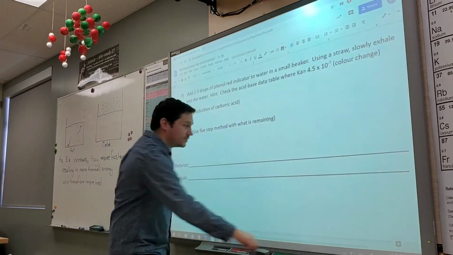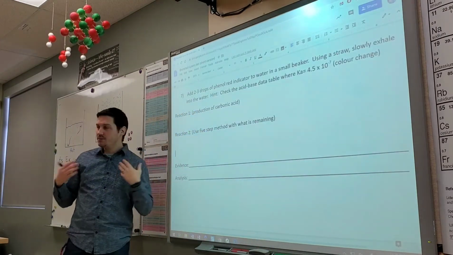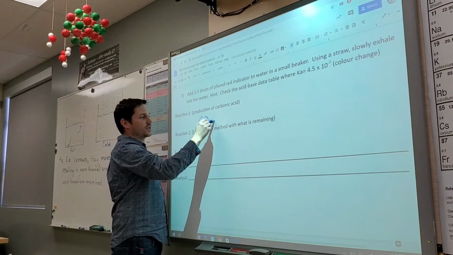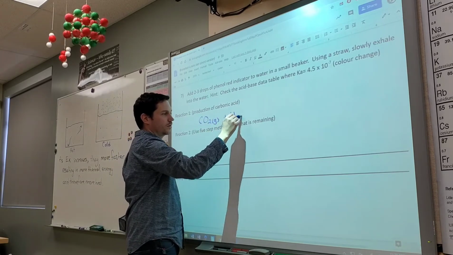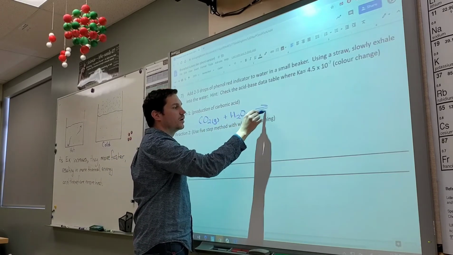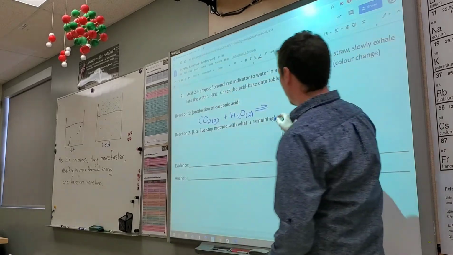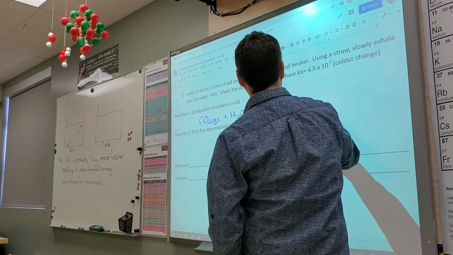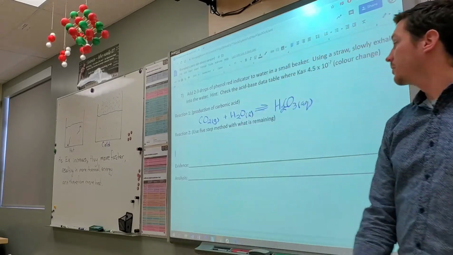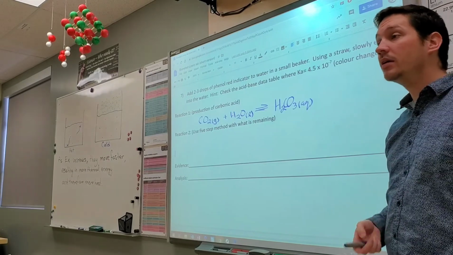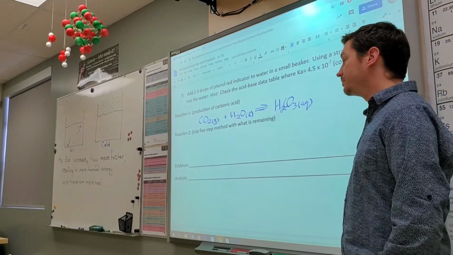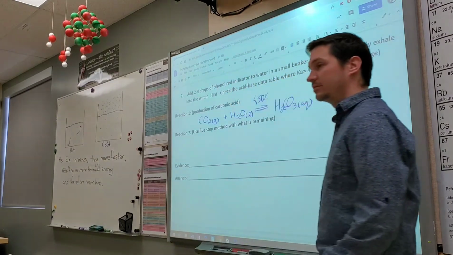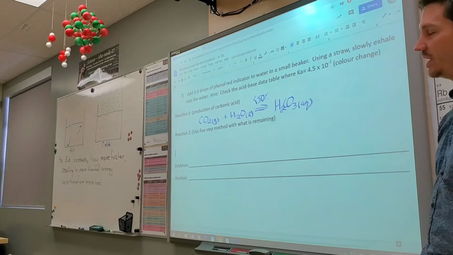So again, I'm not marking this. But the production of carbonic acid is just CO2 plus H2O is in equilibrium with H2CO3, aqueous. Pardon? Less than 50%. This is a big time reactant favored reaction.